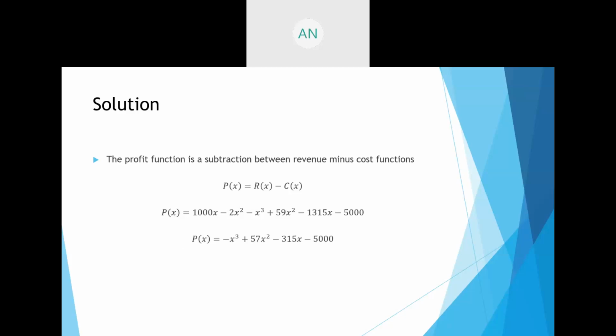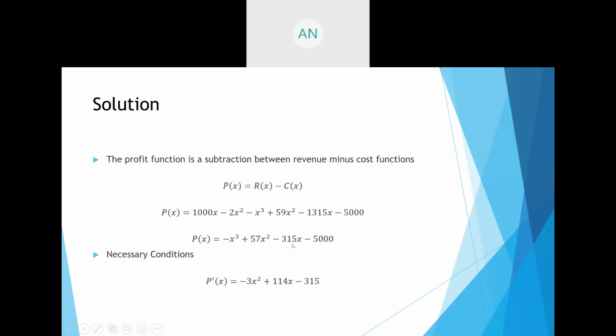And for that we are again using our classical method. We start with the necessary condition. The necessary condition states that we first take the first derivative of the function and equate it to 0 to find the values for x. That is exactly what I am doing. So p dash of x is minus 3x square plus 114x minus 315. You know that the derivative of minus x cube is minus 3x square, plus 57 into 2, that is 114x, minus 315.